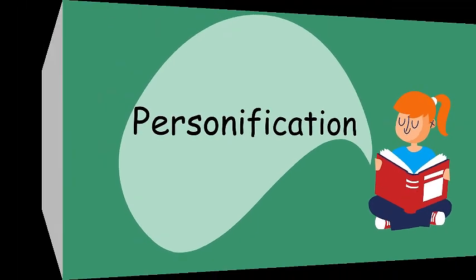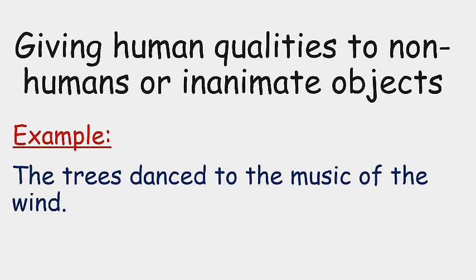Personification. Giving human qualities to non-humans or inanimate objects. Example: the trees dance to the music of the wind. How many of us have seen dancing trees before? Well, I have. Sometimes when the wind is super strong, we find a tree or two dancing slowly to the movement of the wind. So here, a tree, which is an inanimate object, has been given human qualities to dance.